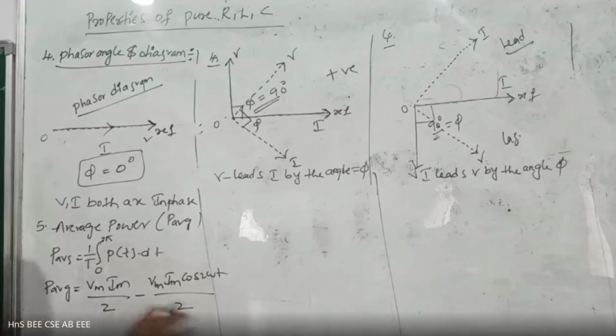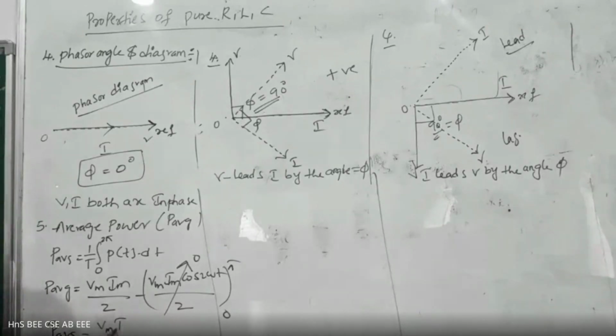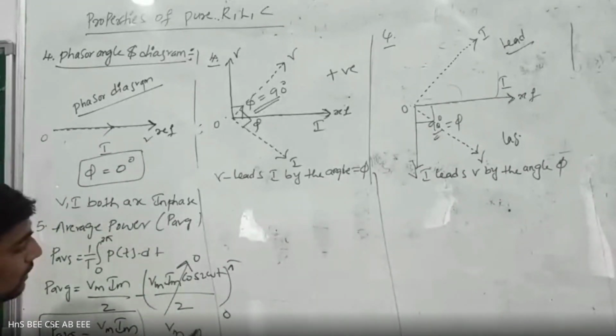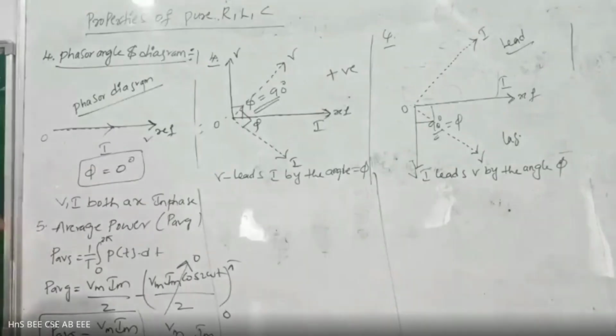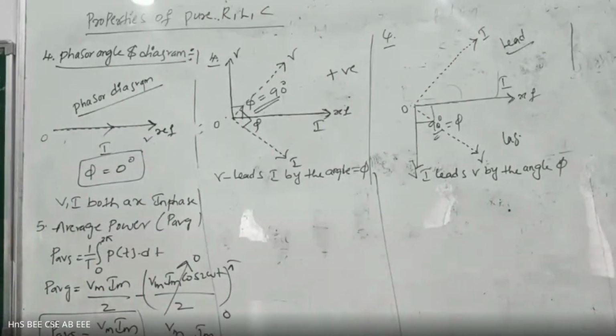But in this equation, the second term is 0. Why? Because if you apply the limits 0 to 2 pi to Vm Im cos of 2 omega t, the total answer is 0. Simply, P average equal to Vm Im by 2. This is the P average formula. Simply, the term can be written as Vm by root 2 into Im by root 2. This is the fifth step.